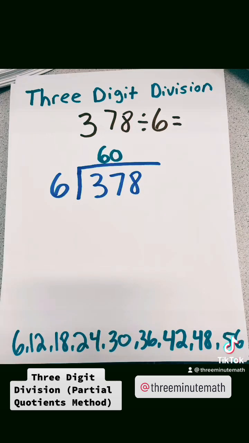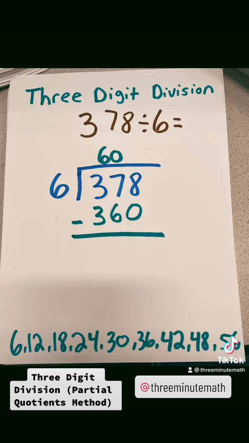So I know that 6 times 6 equals 36, so 6 times 60 will give me 360. I write 60 on top. Now, I'm going to do 60 times 6 to give me my 360, and I'm going to put that right below 378. Now, I'm going to subtract 360 from 378 and see what I have left.